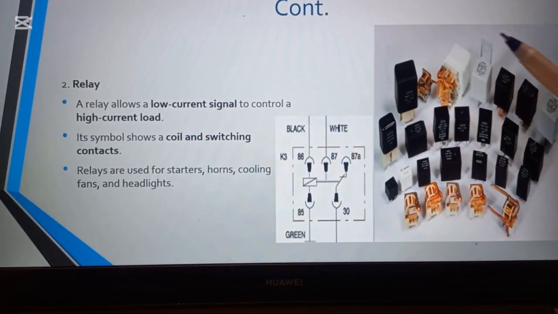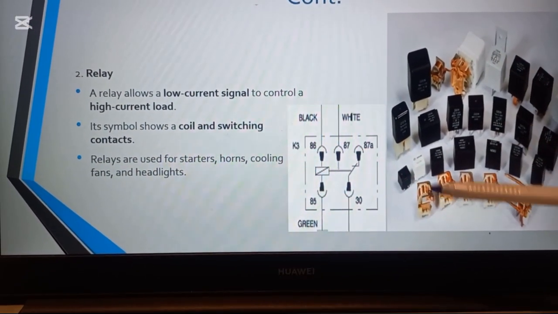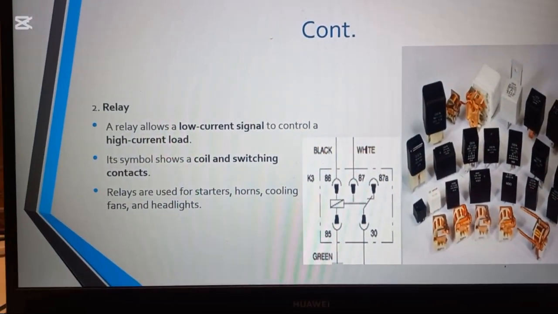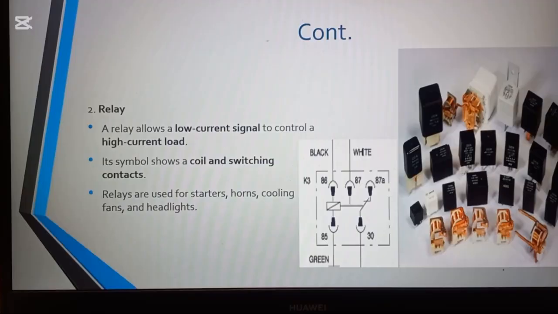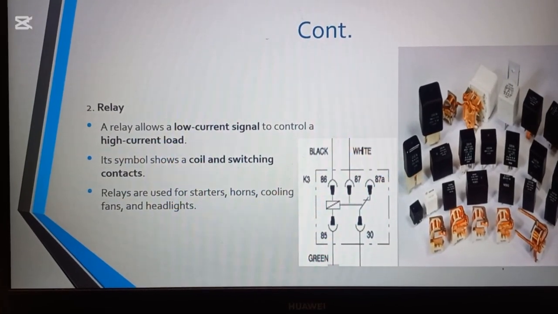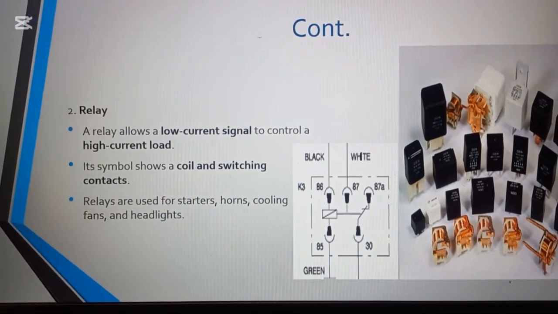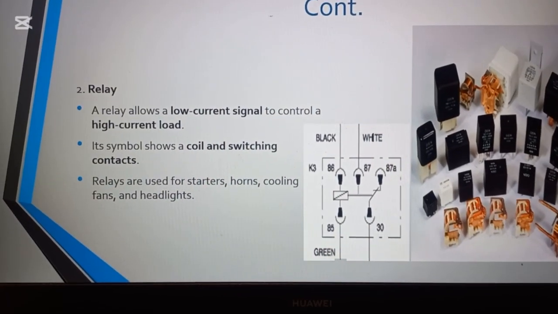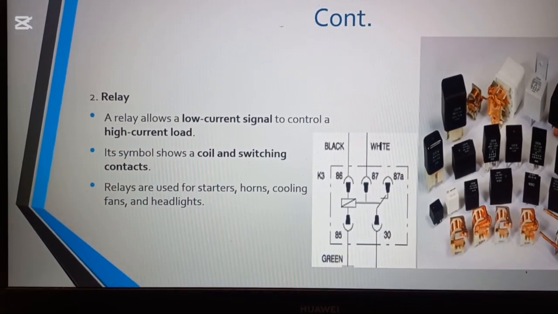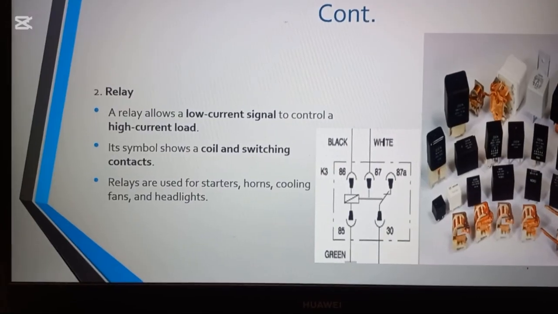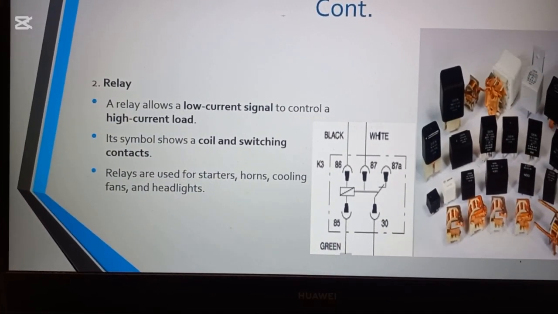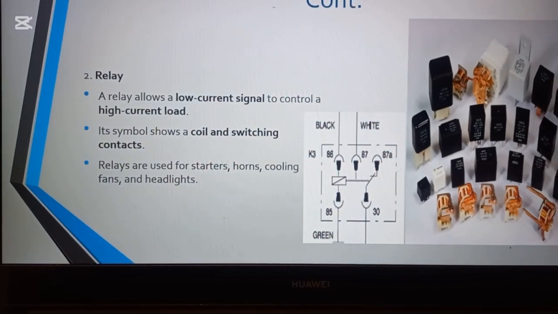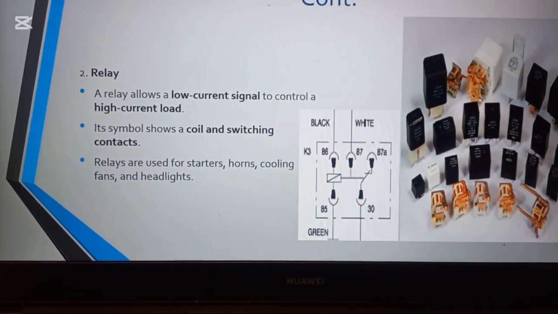We'll continue with the controls. We have relays. A relay allows a low current signal to control a high current load. You have the load, but you need a signal to switch on that load. So a relay allows you to control a high current using a low signal.